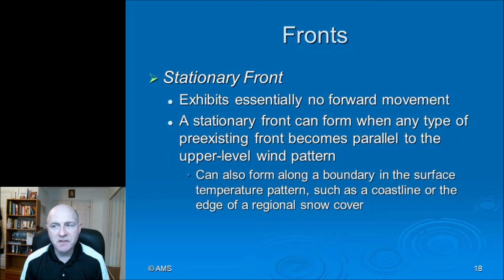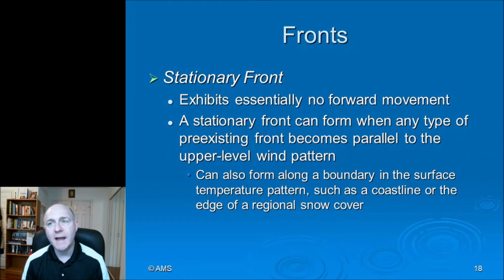Stationary front, as you might guess, just means the front's not moving. Doesn't have a lot of forward movement. Reason for this is that the steering winds or the jet stream winds, which we'll get to in a minute, are largely parallel to the front. So we don't see the cold air advancing or retreating. We don't see the warm air advancing or retreating.